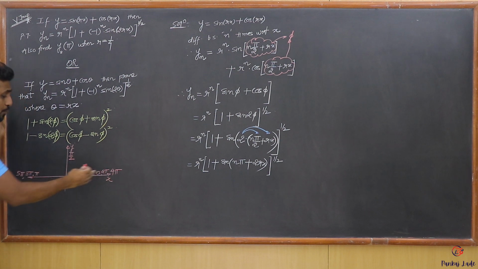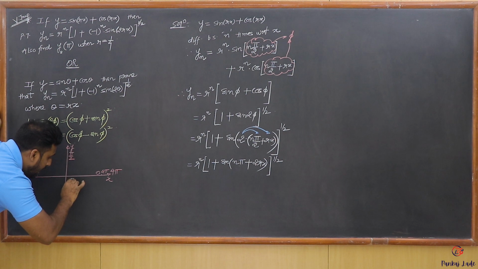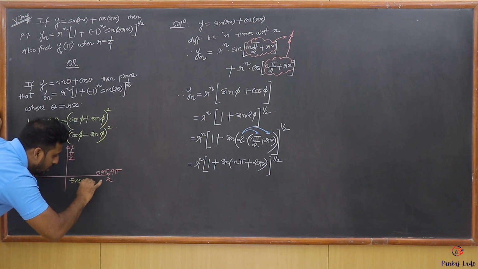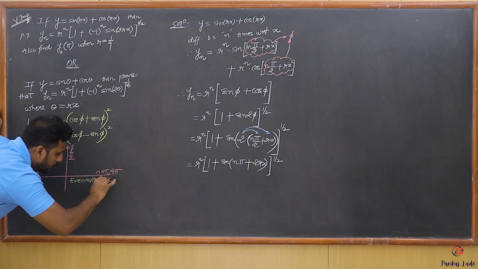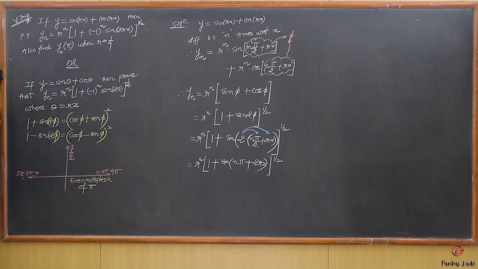So can you observe the positive direction of x? You can observe there are even multiples of pi in the positive direction of the x-axis. This is very important stuff, students. You have to remember all these things very properly. Analyze these things, assimilate them, and keep them forever in your mind. So even multiples of pi are coming on the positive direction of the x-axis.